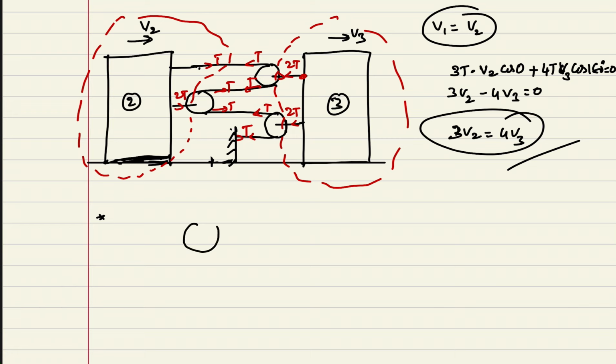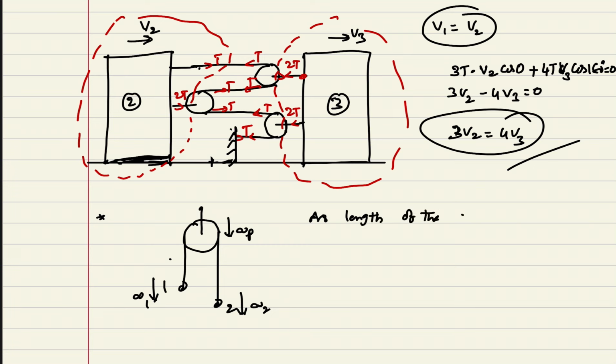And one more thing I am giving: a pulley and two blocks are connected to this, body 1, body 2. Suppose this pulley is a movable pulley, and A1 is moving in the downward direction and A2 is moving in the downward direction. Now, as the length of the string remains constant, you can write it as position of particle 1 with respect to the pulley plus position of the second particle with respect to the pulley is L, that is constant.